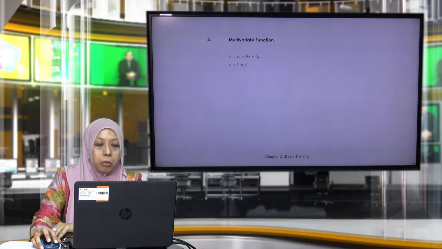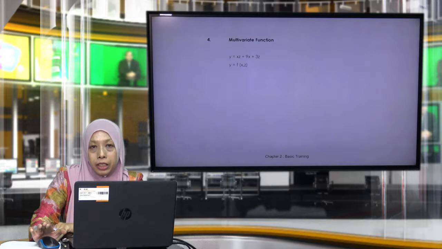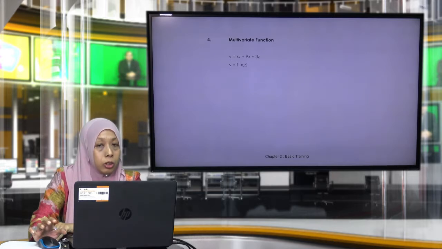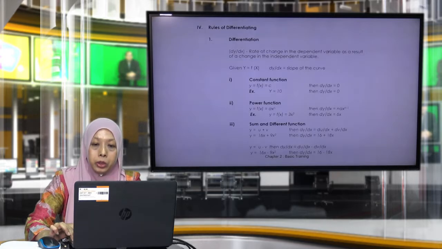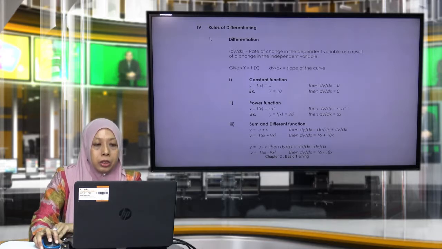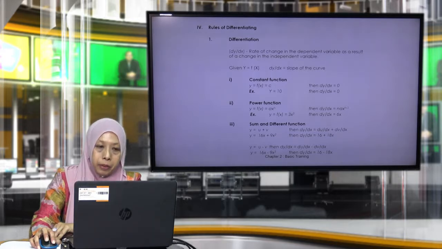Now, once you have been introduced to the different types of function and how a function looks, we're going to move on to the rules of differentiation. Rules of differentiation is very important for this course. So what is differentiation? Differentiation is where you're trying to find the rate of change in the dependent variable when you change the independent variable by a very small amount.